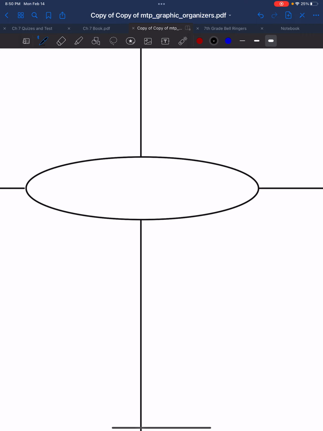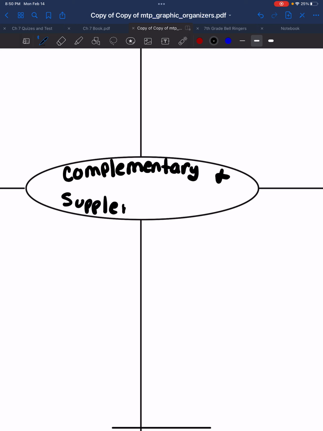All right, and then down here in this, we can say, ooh, that's a big fat marker. Let's try that again. Complementary and supplementary. Okay, complementary and supplementary.